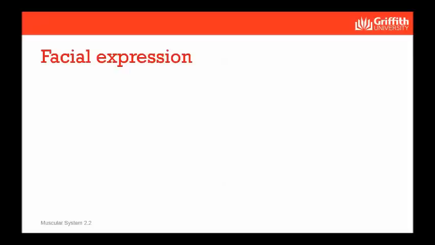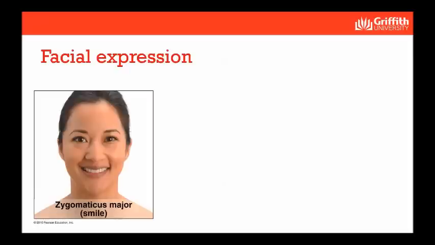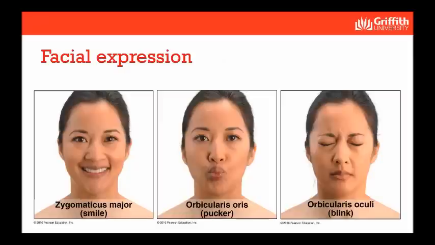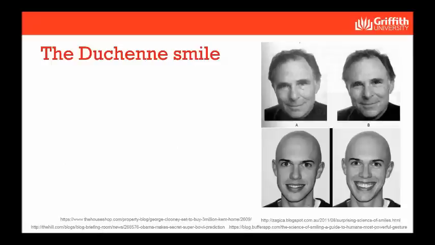Let's look at how some of these muscles and their movements are associated with facial expression. Zygomaticus major draws the corner of the mouth laterally and superiorly, allowing us to smile. Orbicularis oris is the circular sphincter muscle that puckers the lips ready for a kiss. Orbicularis oculi is the circular muscle that closes the eyelid while blinking or squinting. Interestingly, not all smiles are the same.